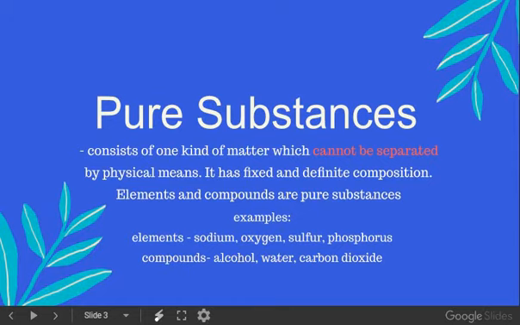So again, ang pure substances ay binubuo lamang ng isang uri ng matter na hindi kayang paghiwalayin by physical means. So may dalawang kind ang pure substances, nandiyan ang elements and compounds.